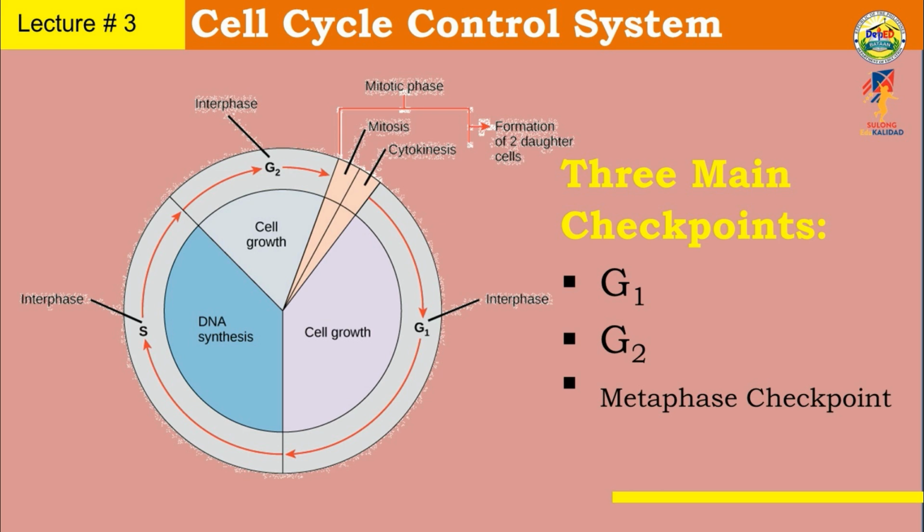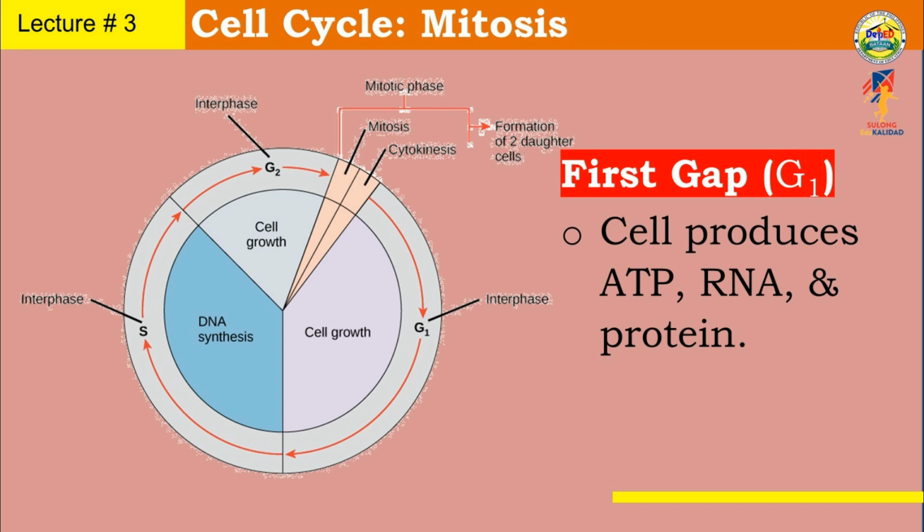For the first gap checkpoint, it is the restriction point, which ensures that the cell is large enough to divide and that enough nutrients are available to support the resulting daughter cells. If the said requirements are met, the cell will receive a go-ahead signal from a protein called kinase, allowing the cell to enter the cell cycle. If the cell doesn't receive a go-ahead signal, it will exit the cell cycle and switch to a non-dividing state called the dormant phase. So ano nga ba yung nangyayari during the first gap?